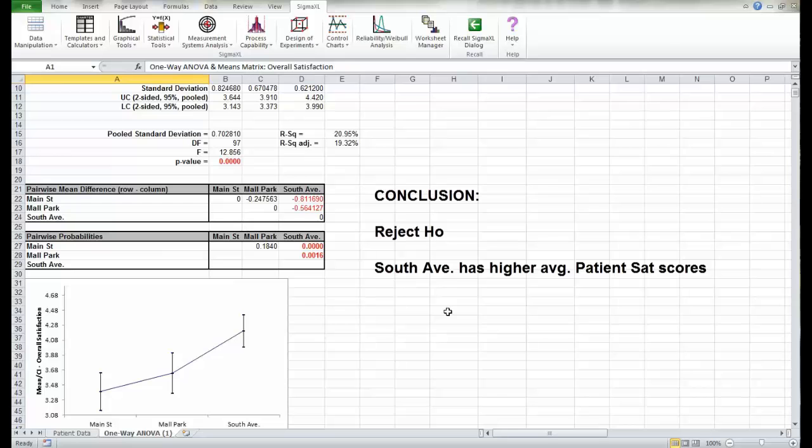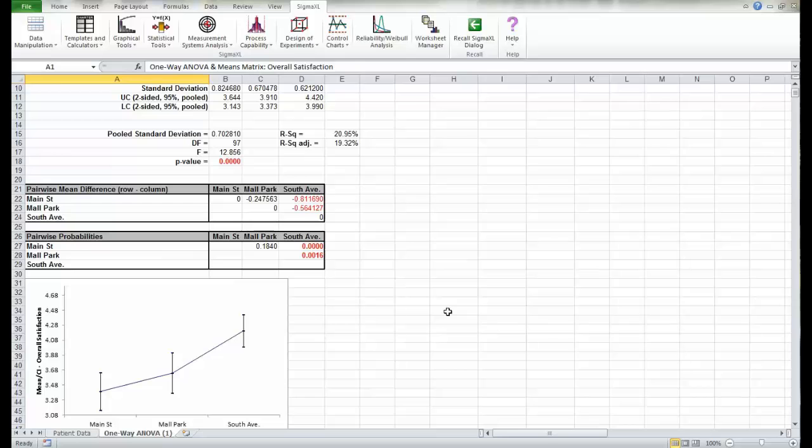Both the p-values and the graph are indicating that the South Avenue office has statistically significantly higher average patient satisfaction scores than the other two offices. Let's move on in your materials and have you try one of these on your own. Good luck.